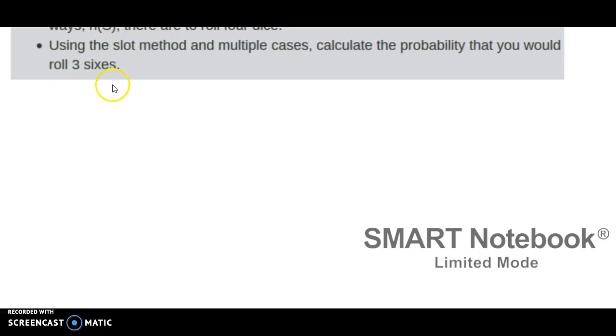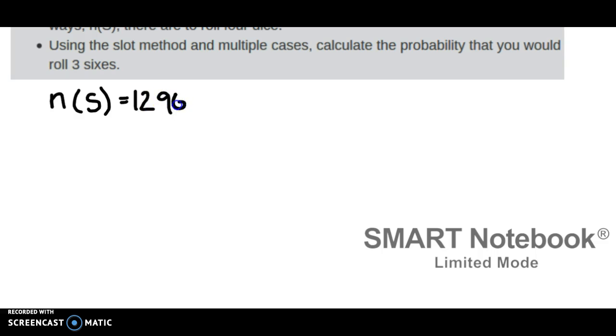Alright, so now let's tackle the second part of the problem. Using the slot method in multiple cases, calculate the probability that you would roll 3 sixes. So probability, again, when you boil it down, is the number of ways my event can happen, which is how many ways can I roll 3 sixes, over the total number of outcomes. Well, we've already got the total number of outcomes. The total number of outcomes for our sample space, sometimes called the universal set, is 1,296. That was the total number of rolls for 4 dice.